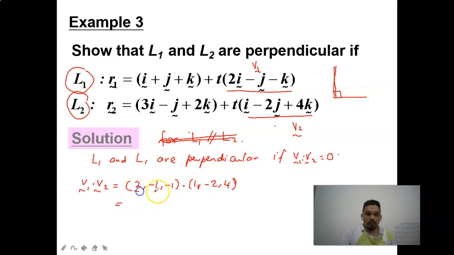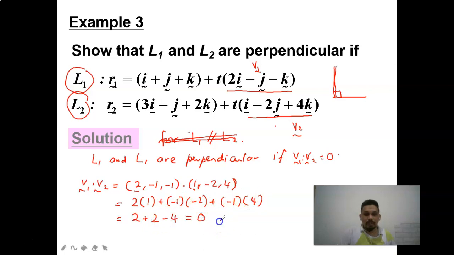2 times 1 equals 2, plus negative 1 times negative 2, plus negative 1 multiplied by 4. 2 times 1 equals 2, negative 1 times negative 2 equals 2, negative 1 times 4 is minus 4. Then it is equal to 0. So we come to the conclusion that L1 and L2 are perpendicular.